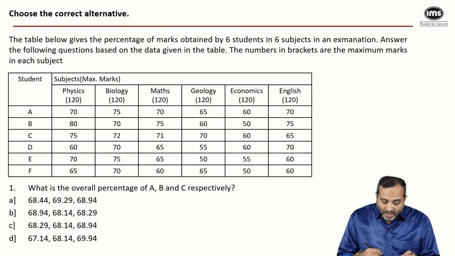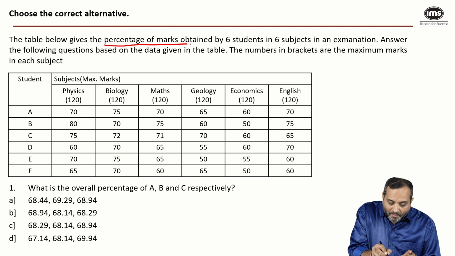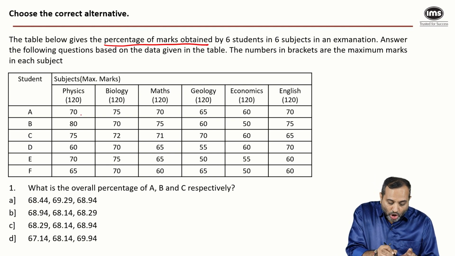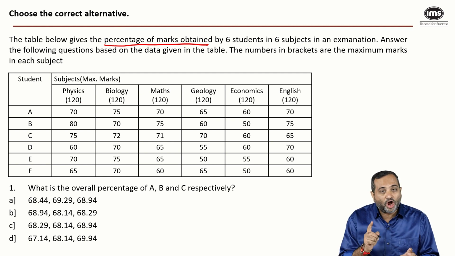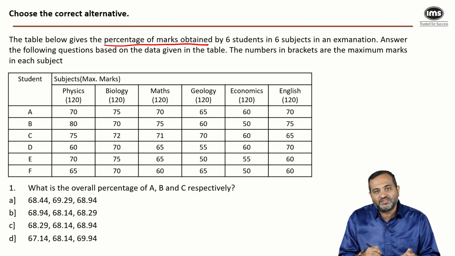The table below gives the percentage of marks obtained by 6 students in 6 subjects in an examination. First important thing, percentage of marks is given. So, I don't have the marks. So, A has secured 70% of 120 in physics and not 70 marks out of 120. Answer the following questions based on the data given in the table. The numbers in brackets are the maximum marks in each subject.